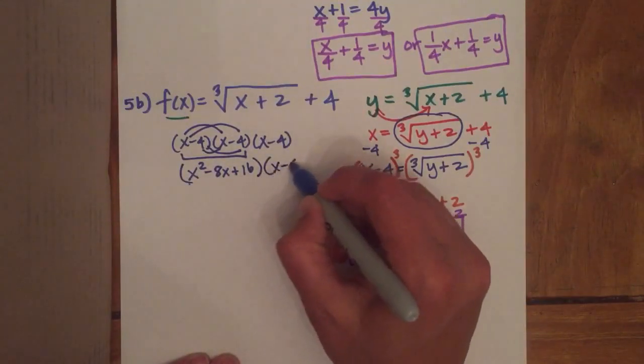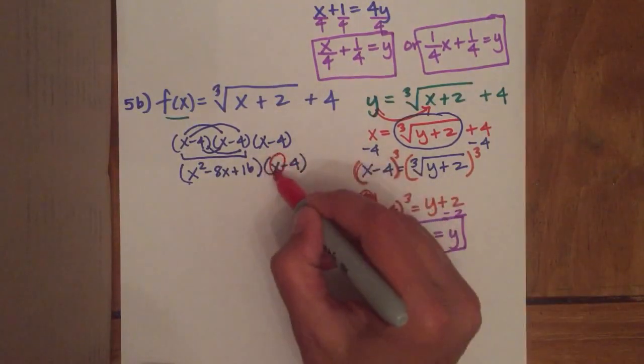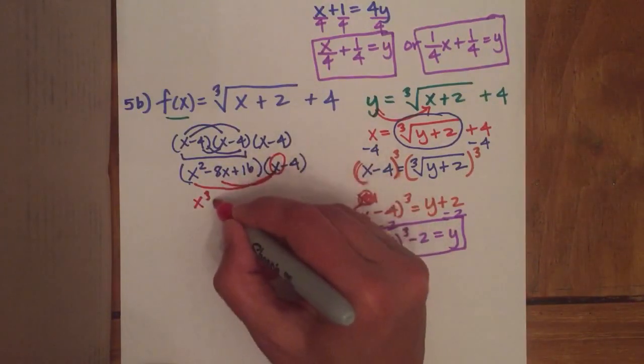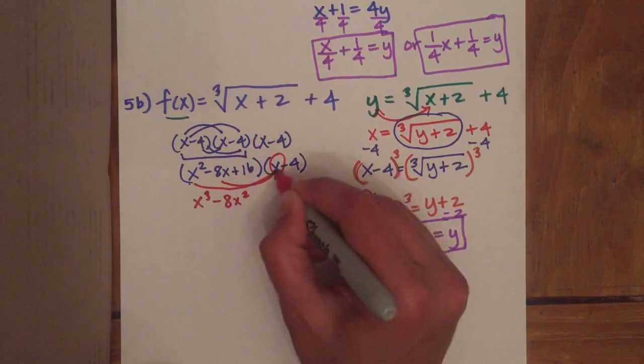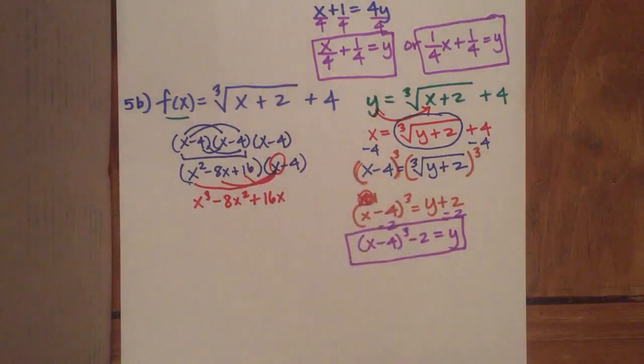And then you're still left with that x minus 4. So once again, I would distribute. So it's going to be this one times all of this. So x cubed, negative 8x squared, 16x. And now let's look at the second one.